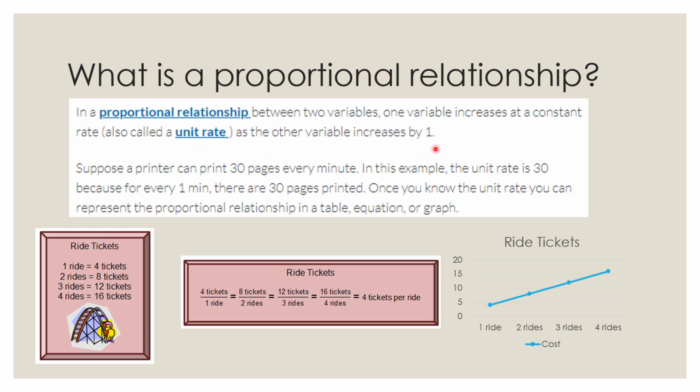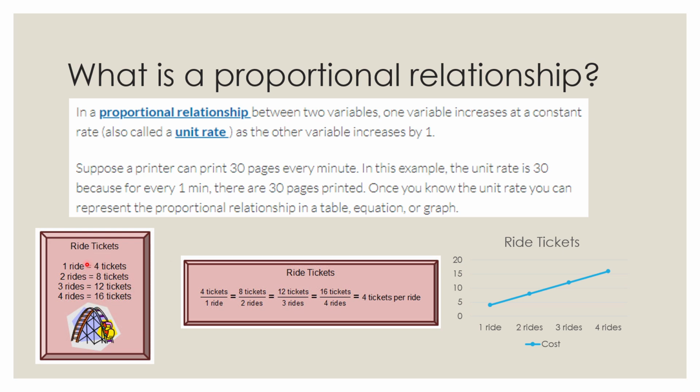Okay, what does all this mean? What does all this unit rate nonsense mean? Well, let's look down here at my example with ride tickets. So we've all been to a carnival before. And if you haven't, just so you know, you have to pay a certain number of tickets to ride a carnival ride. Now we can see here that at this carnival, 1 ride costs 4 tickets, 2 rides cost 8 tickets, and so on and so forth. You can see our tickets increasing by a factor of 4.